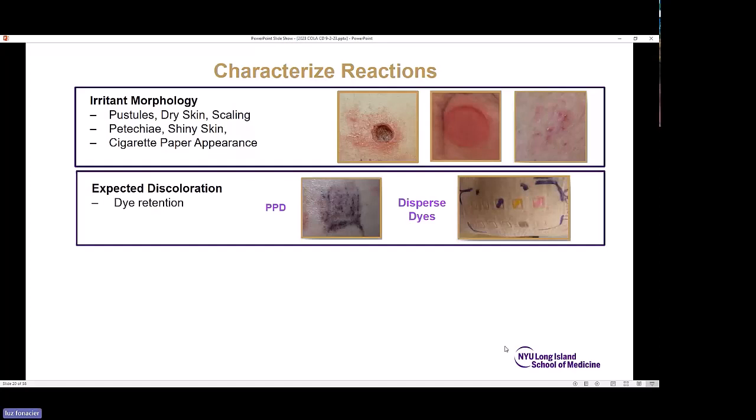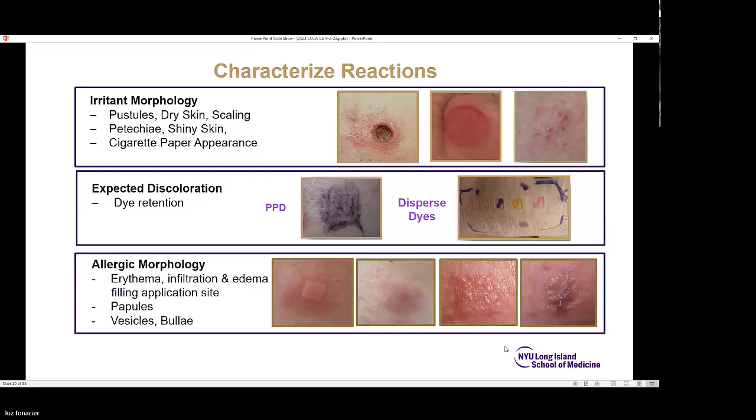You can have expected discoloration. Your p-phenylenediamine will be dark brown or black. Your disperse dyes will be pigmented. These are not palpable. You can try to palpate them and then you will feel nothing. Close your eyes, palpate it, and you will see that there is nothing elevated. But you have the allergic morphology.